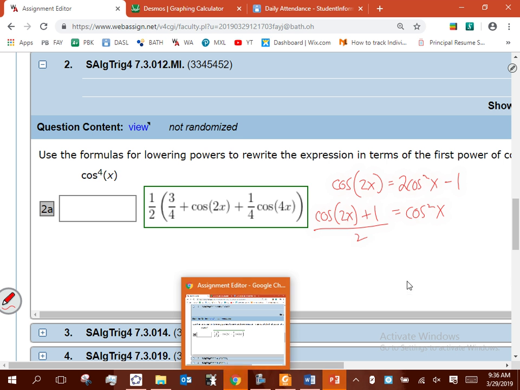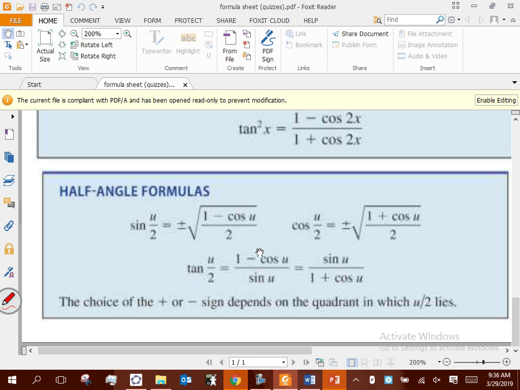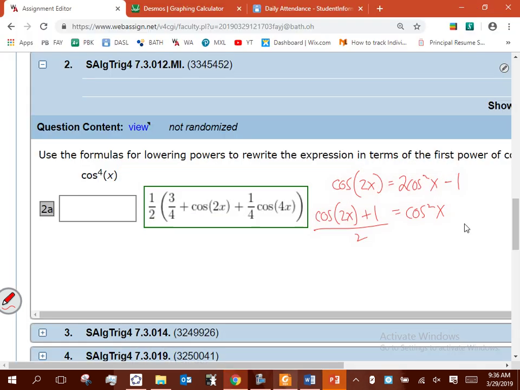What this does is, when you start with a power of 2, it ends up rewriting things in terms of a power of 1. If I open up the cheat sheet here for you real quick, here you see formulas for lowering powers. It's cosine squared x equals 1 plus cosine 2x over 2. It's exactly what we have, right?